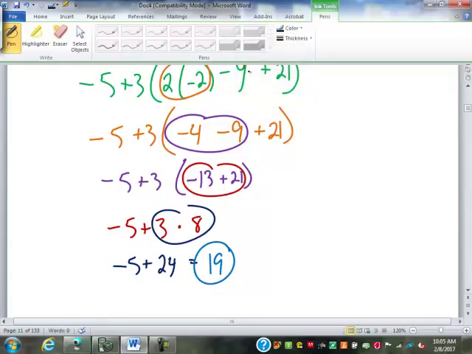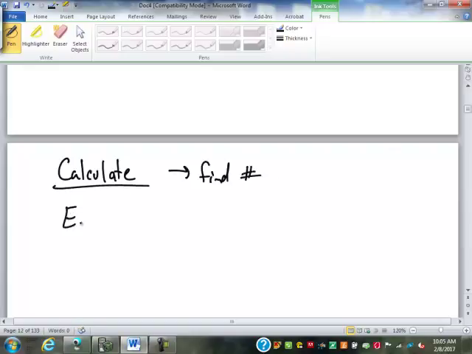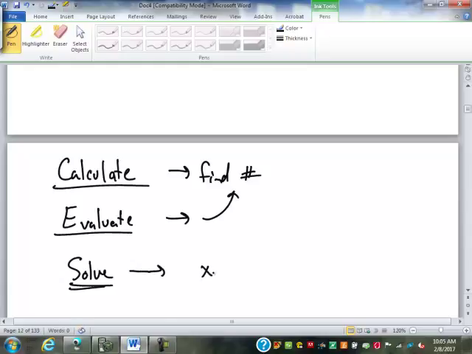So that is evaluate. So remember, you'll be told calculate. That's usually order of operations. So that will give you a single number. Evaluate. Here you have to put in the values, but you are still going to find a single number. Solve. If you're asked to solve, this is where you're going to take the equation apart, and you're going to get a variable equals a single number.